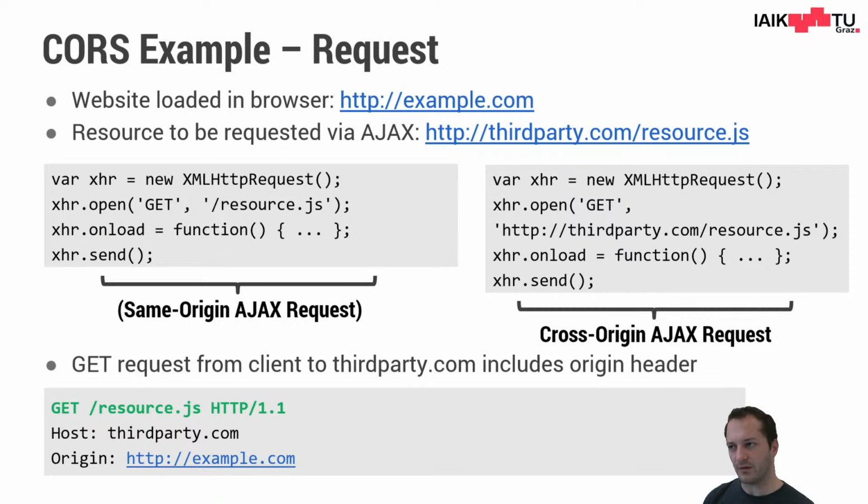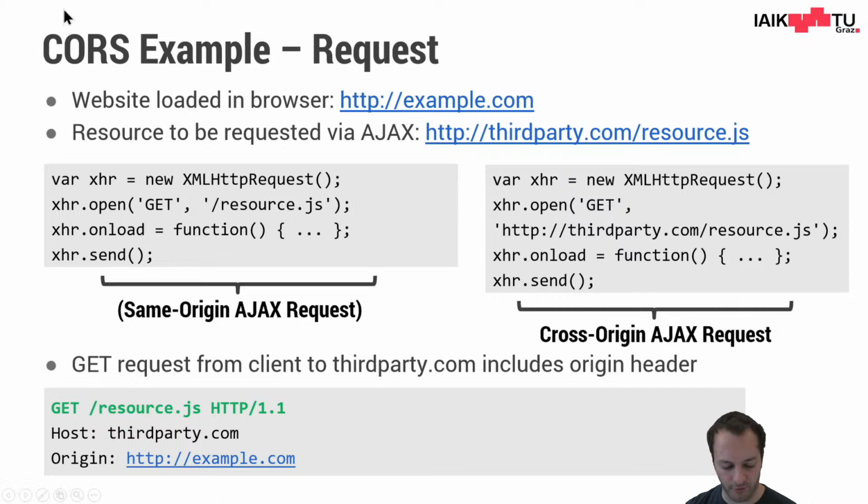So for example, let's say I run the website example.com, and I'd like to request some resource from another origin. And as already said, in a regular situation, the same origin policy would block an HX request to third-party.com because the origins would just mismatch.